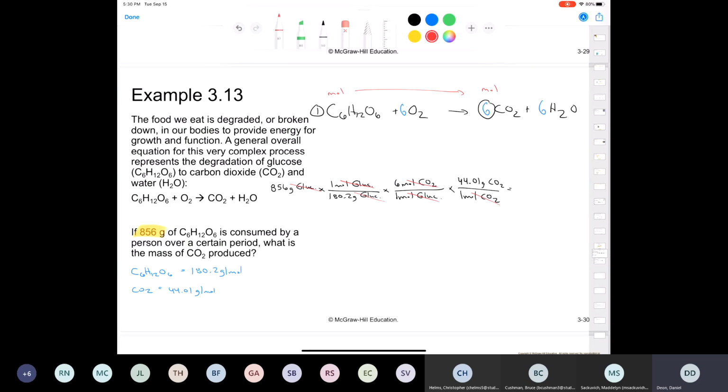How many sig figs should there be in my final answer? Could anybody tell me? Thanks, Bruce. You're exactly right. There should be 3, right? Because I have 3 significant figures right here. There should be 3 significant figures in my final answer. And so I'm going to have to report it in scientific notation, which gives me 1.25 times 10 to the power of 3 grams, like that.